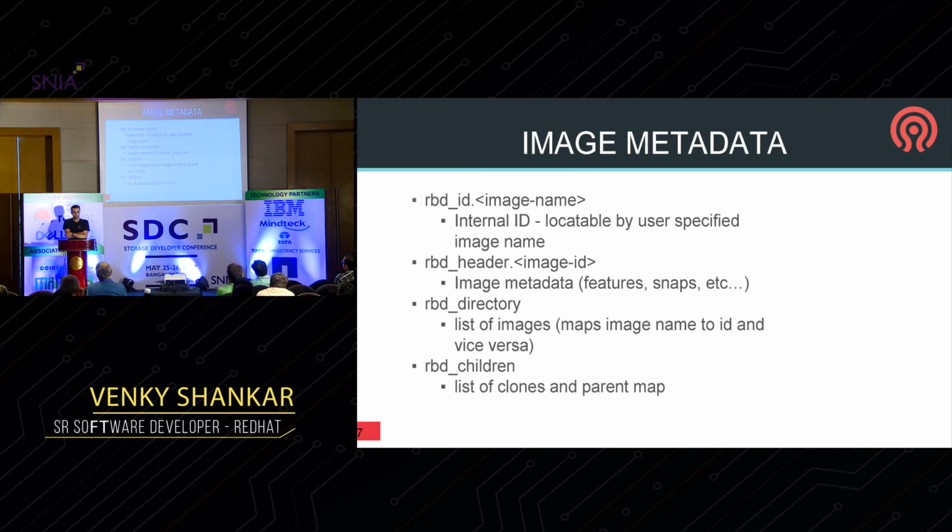Then we have another special object called the RBD directory. This is to speed up the listing of RBD images. If you create, say, 1,000 images, we don't want to scan the entire RADOS pool and then list out images. What we do is keep a map of name to ID. These are stored as attributes of the RBD directory object, and we look that up, and that's how you get the listing. RBD children, this is the interesting part.